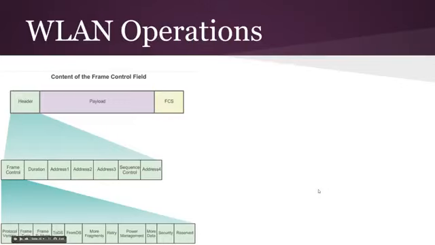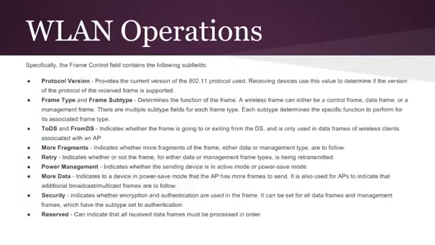Then we have the content of the frame control field, which, as we can see, has even more options. We have the protocol version, the frame type, the frame subtype, the TODS, from DS, more fragments, retry, power management, more data, security, and the reserved fields. So you can see the protocol version. That just provides the current version of the protocol being used. You have the frame type and frame subtype, which determine the function of the frame. The TODS and the from DS indicate whether a frame is going to or exiting from the DS, and is only used in data frames of wireless clients associated with an access point.